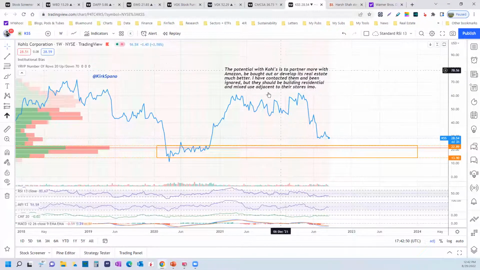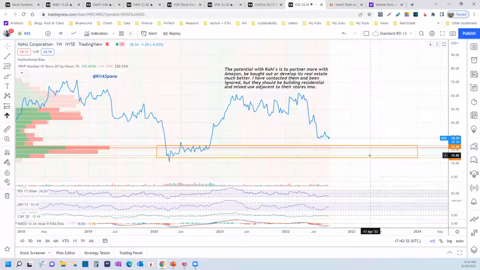Oh, I had it right here. At some point, Kohl's is going to develop their real estate. Macy's is almost all mall-based, isn't it? Somebody says Macy's has similar real estate. I'm not sure that's true. Macy's is in giant buildings and malls, I believe.